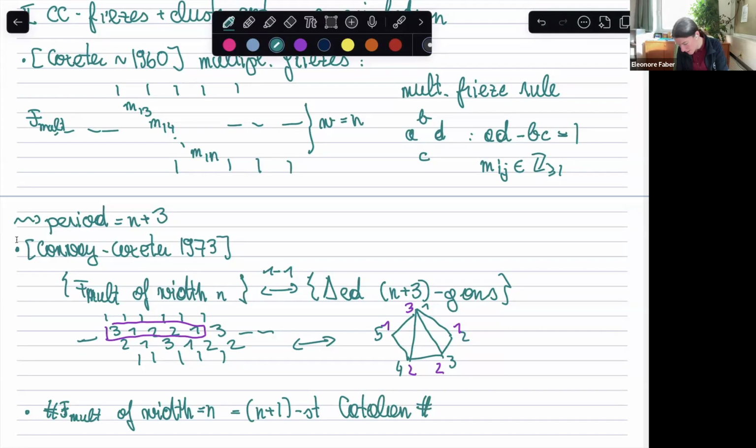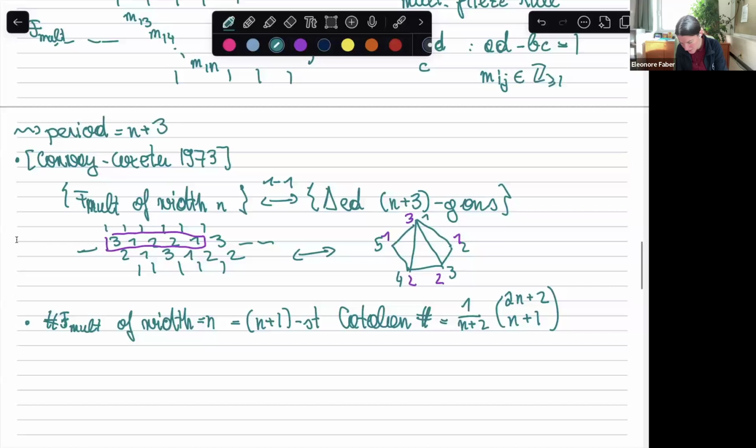And so I can write it down. It's 1 over N plus 2, times 2N plus 2 over N, choose N plus 1. And so this is the sequence. For N equals 2, you get 5. For N equals 3, you get 14. And then I think you get 42 and so on. So this is the number of multiplicative friezes.